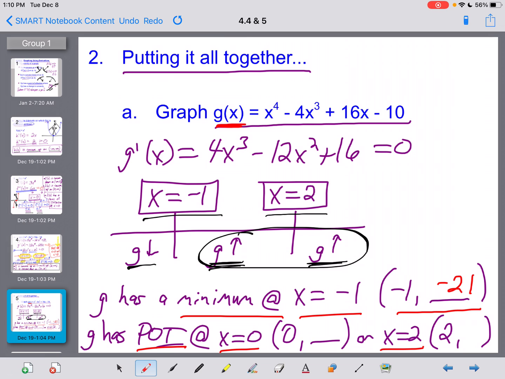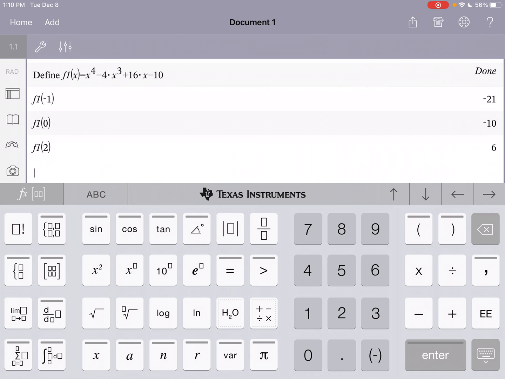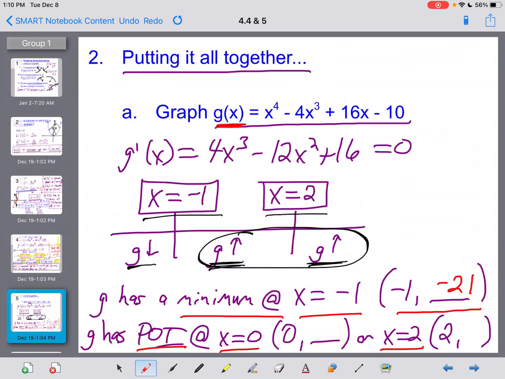We also have a point of inflection when x is 0 and x is 2. So let's go ahead and evaluate both of those. So again, f1 of 0, really didn't need the calculator for that, did we? That's -10. And while we're here, f1 of 2, and that is going to get us 6. So 0, -10, and 2, 6. Those are the coordinates then of our 2 points of inflection. So what is really, really important now, everybody, is that we now know the coordinates of our 1 minimum and our 2 points of inflection.